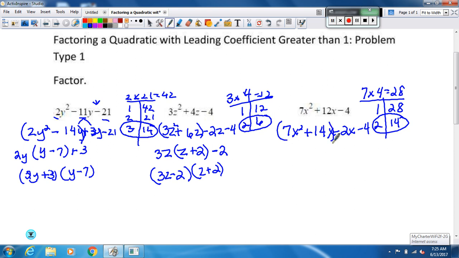Group the first two together. I can divide those numbers by 7, and they each have an x. So 7 and 2 x's, you took a 7 and 1 x out, so that's an x left over, plus sign. 14 divided by 7 is 2. Bring down the sign after your parentheses.